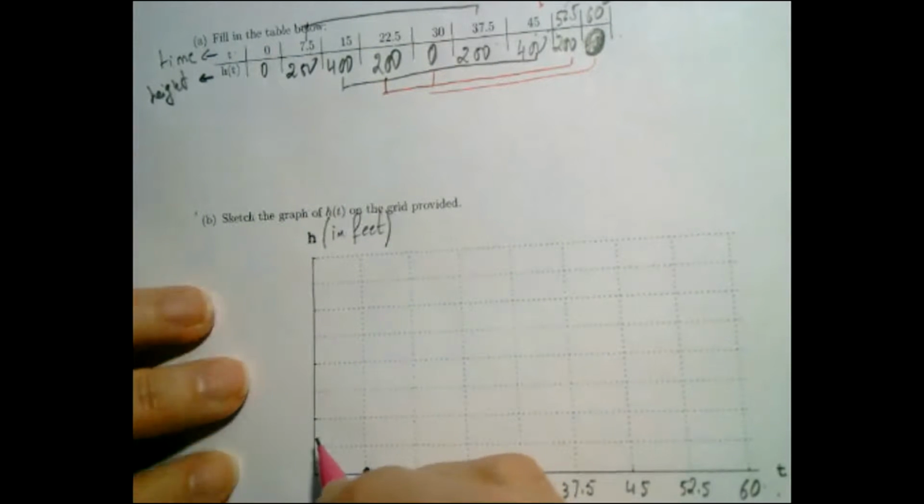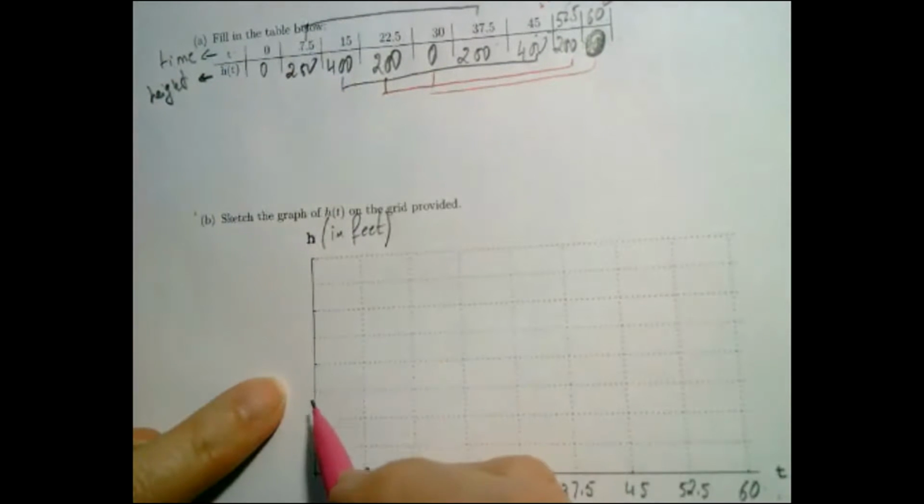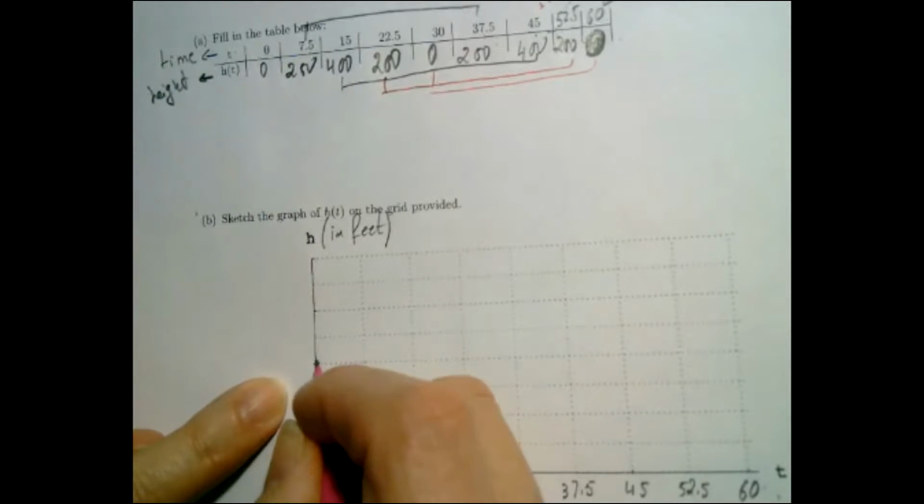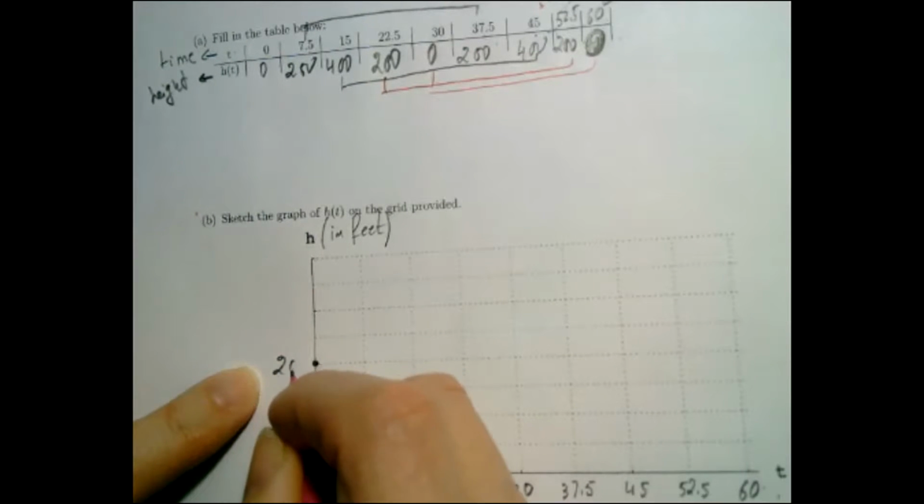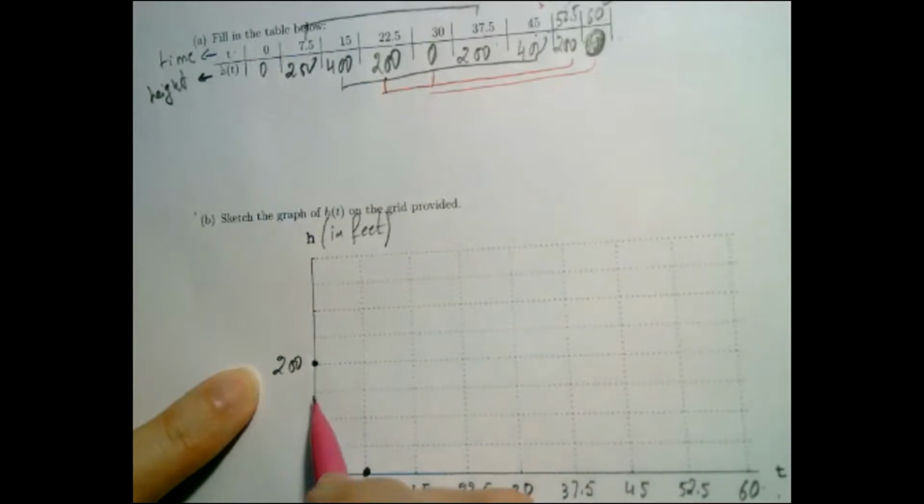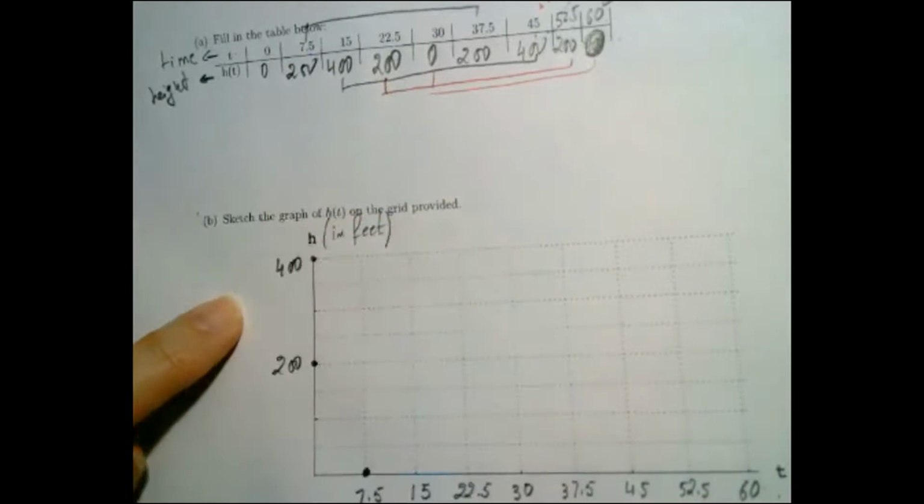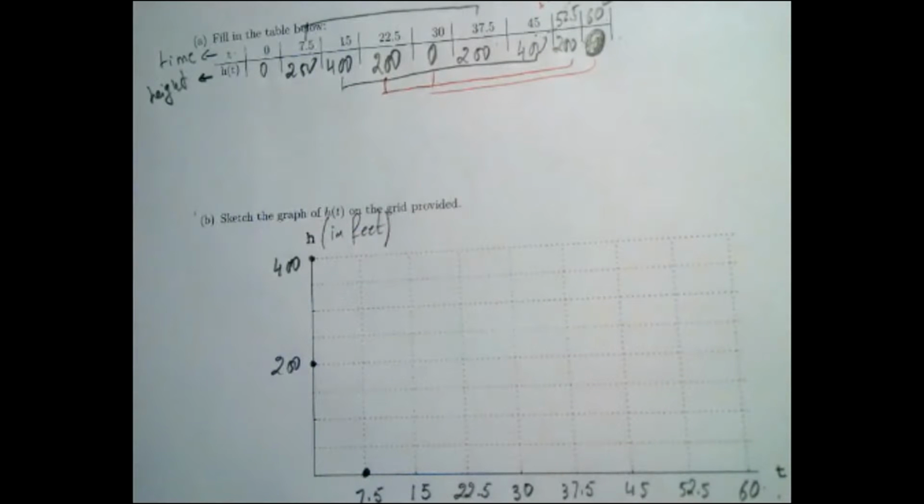Now, what are the values? 0, something between 0 and 200, and then 400. So let me make this 200. 1, 2, 3, 4, and this I'm going to make 400. Okay, so that's the scale I'm picking. And now let us sketch the graph.